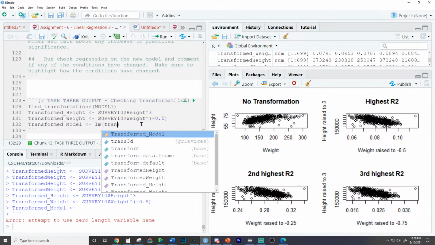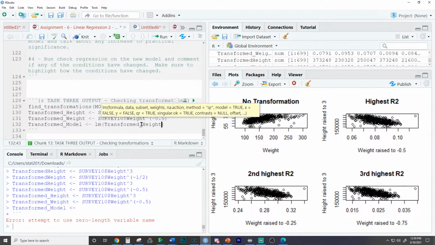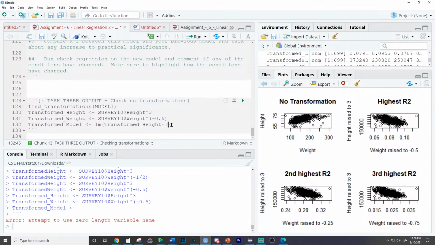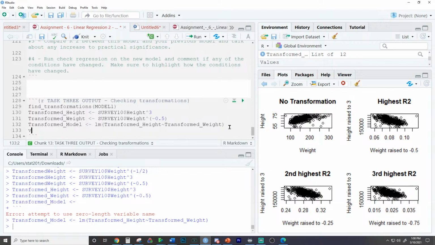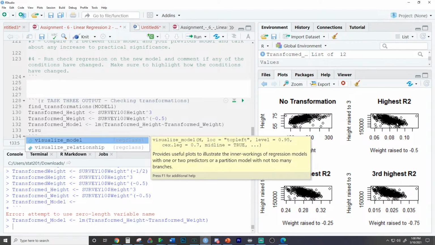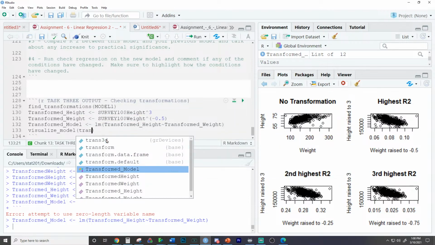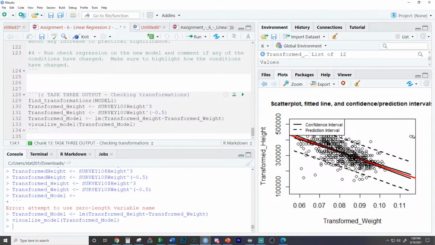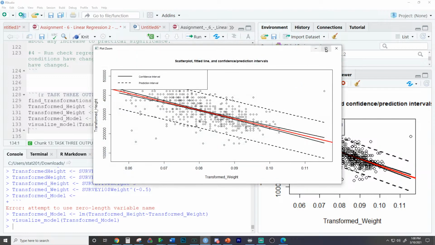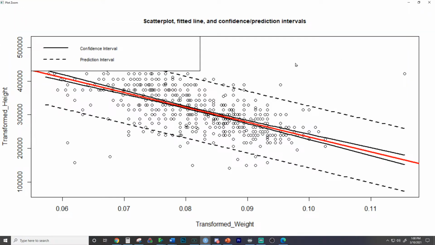And let's go here to transformed height being predicted by transformed weight. And there we go. There's our transformed model. Let's visualize it. We're going to see this here with the high outlier at the end. So get ready to see that in the transformed model. And there's our ridiculous outlier at the end. Overall, equal spread looks to be way better.